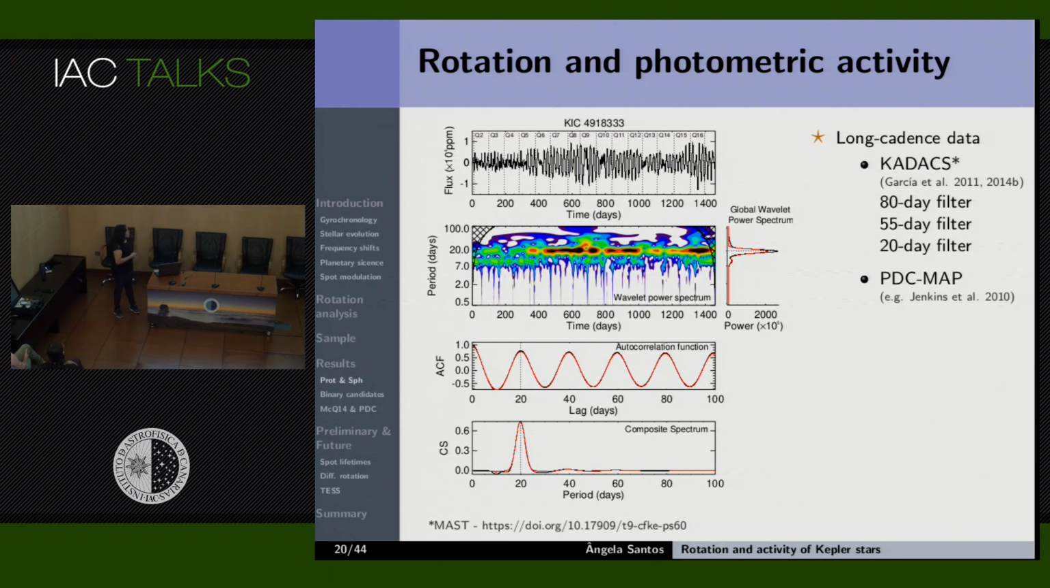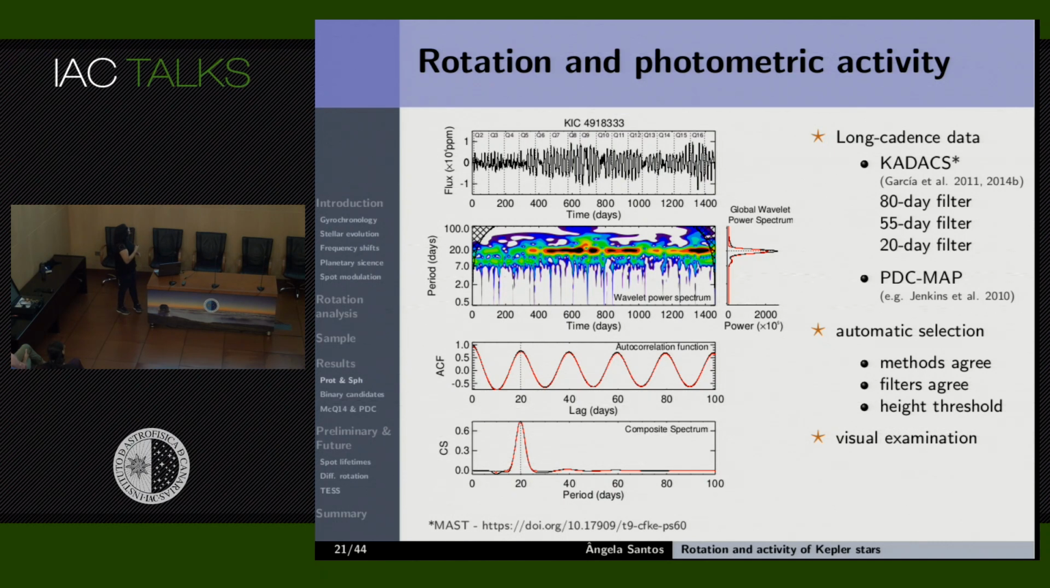And we also analyze PDC-MAP light curves, the ones that are commonly used. And the reason why we also compare with these light curves is because the apertures are different between KADACS and PDC-MAP, and usually the KADACS apertures are larger, which means that sometimes we get photometric pollution by nearby stars. So we make sure that the signal is present in both sets of light curves.